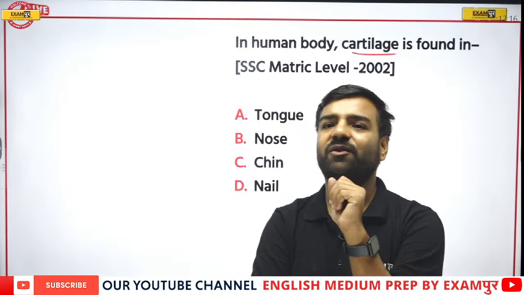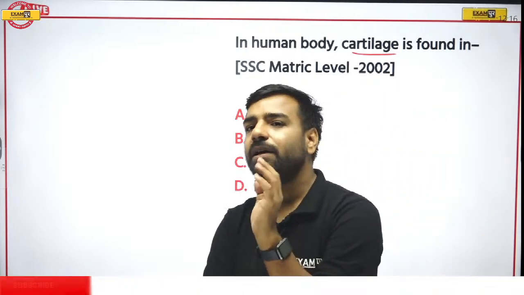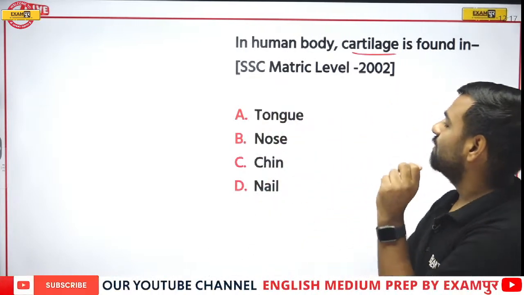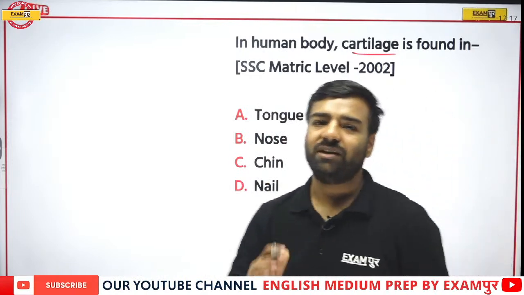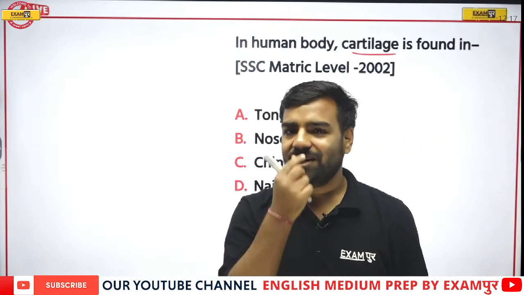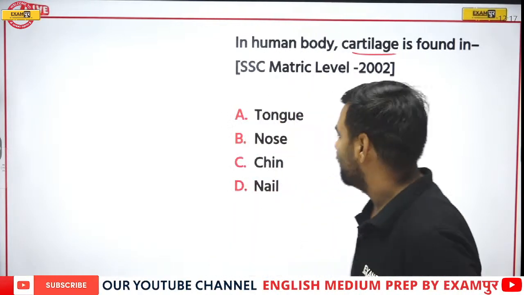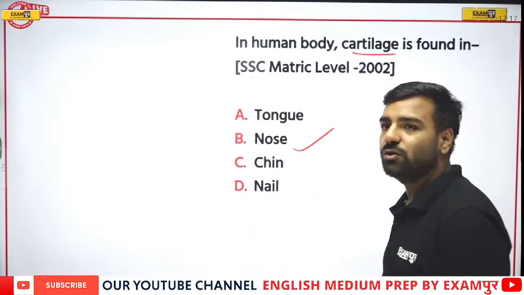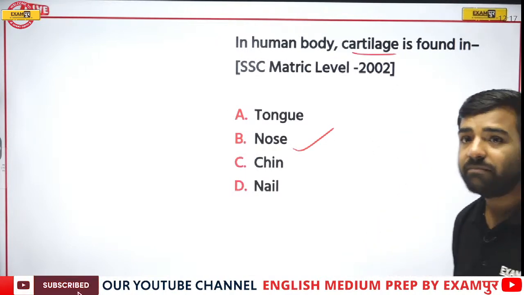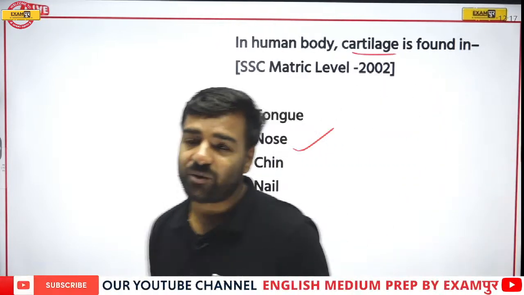So Ravindra is the first one to answer tongue, but Happy is also answering tongue. But the nearest part to that mirror is this nose part. So this nose, this location, it is made up of cartilage, and hence option number B, that is nose, will be the correct answer. Remember, this nose is the important one.